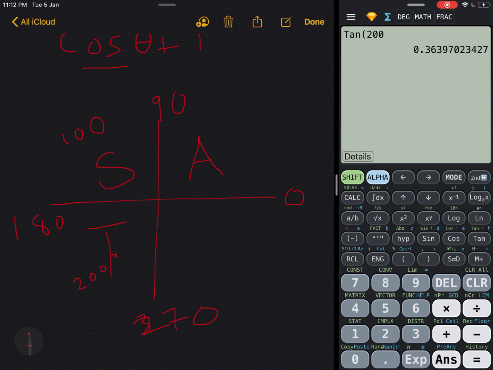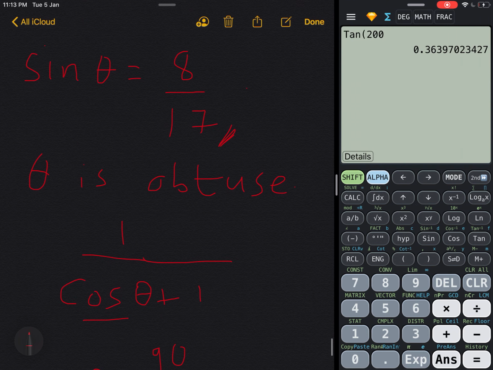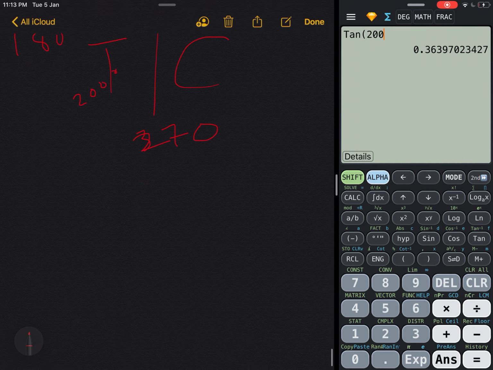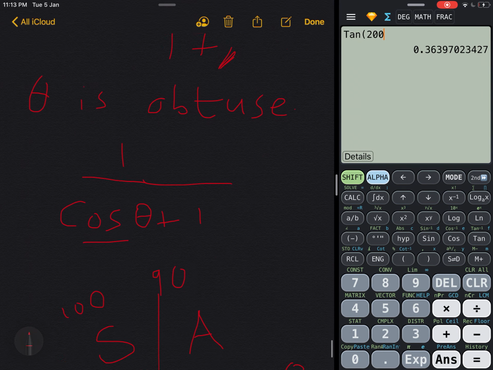And finally, in the fourth quadrant, cos gives a positive answer. So it's very important that we are told that theta is an obtuse angle. We should come back to that later. But for now, we have sine theta being equal to 8 over 17.